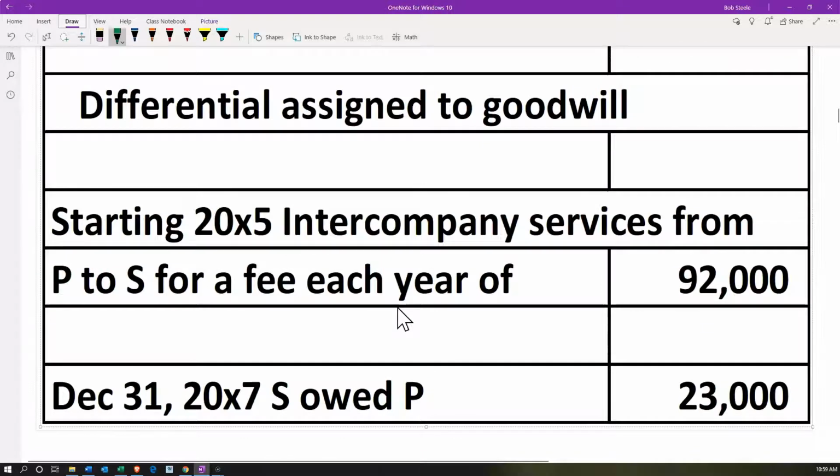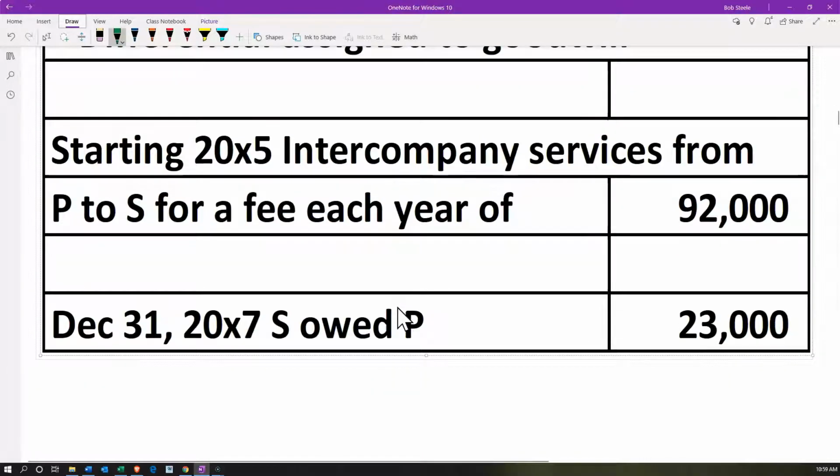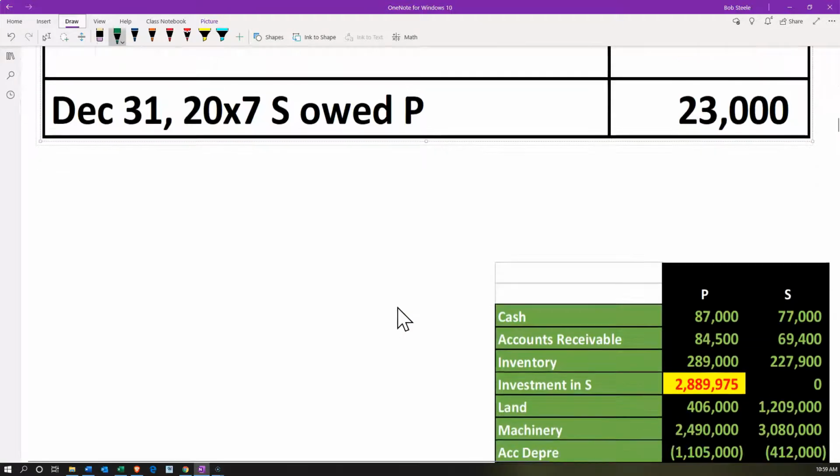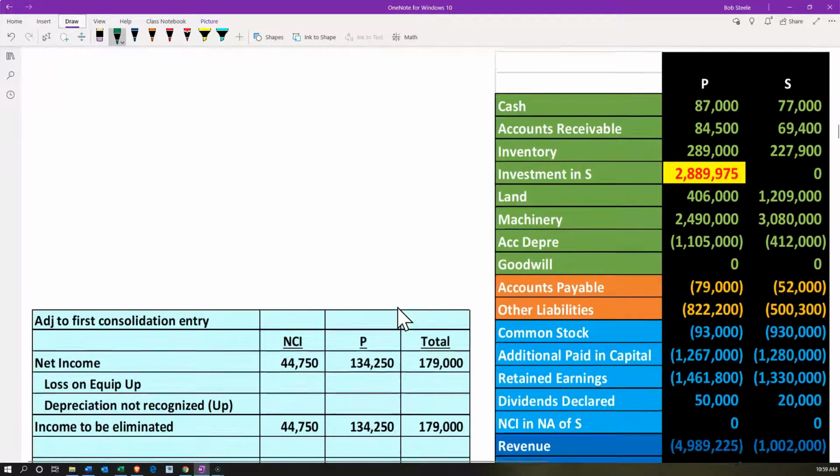Differential assigned to goodwill, starting 2000 X5, intercompany services from P to S for a fee each year of $92,000. So we're going to say that there was services provided from P to S, and there's going to be fees for them of $92,000, another intercompany type of transaction, but there's no physical thing that's changing hands or going from one to the other, such as inventory, such as land, such as equipment. So that'll be a bit easier for us to deal with. December 31st, 2000 X7, S owed P $23,000. So that's a payable and receivable that we'll have to reverse out.